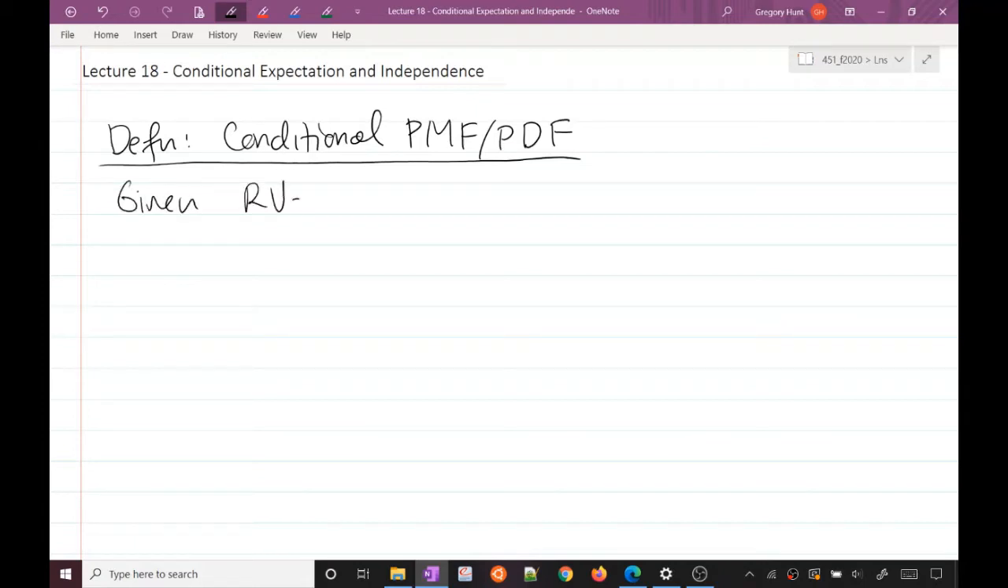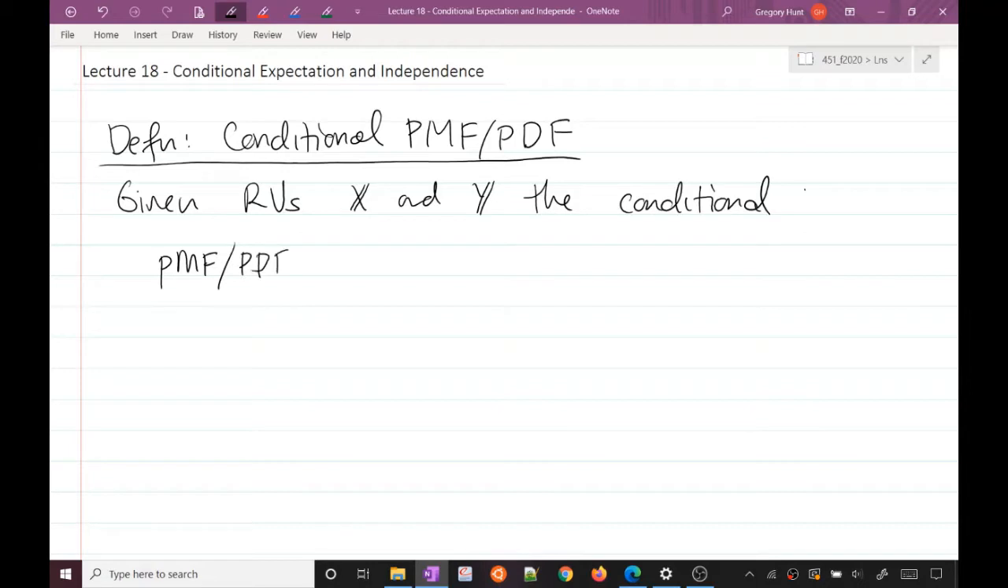random variables x and y, the conditional PMF/PDF of x, given that y is equal to some value little y, is a function.